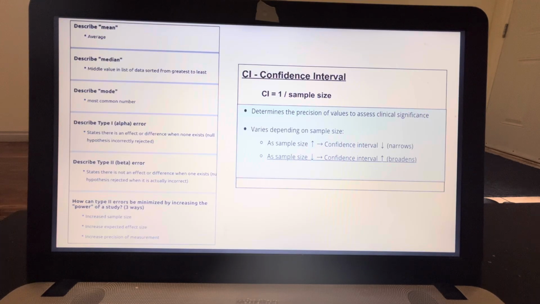And next, a very important thing is the confidence interval, which determines the precision of the value to assess the clinical significance. For confidence interval, remember it is 1 over the sample size, so they are inversely proportional. If the size increases, the confidence interval will narrow, and if the size decreases, the confidence interval will broaden.